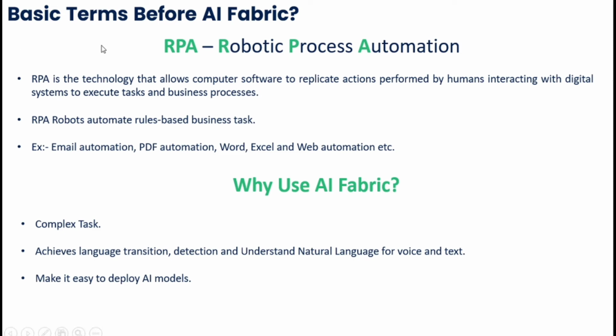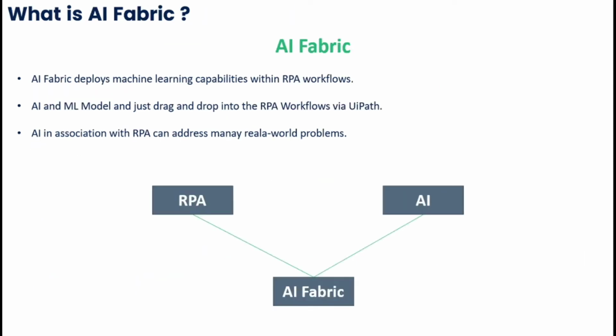Why do we use AI Fabric? There is a limit to doing RPA alone to automate more complex tasks such as customer sentiment analysis, understanding natural language for voice and text, and many such cases. So in this complex task scenario, where RPA needs to work with AI, I mean artificial intelligence, then AI Fabric comes into the picture.